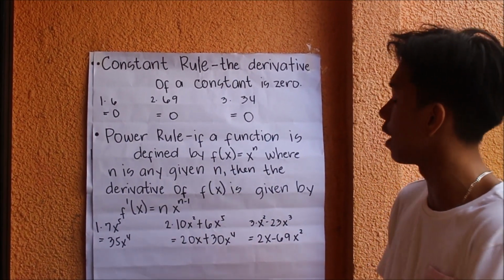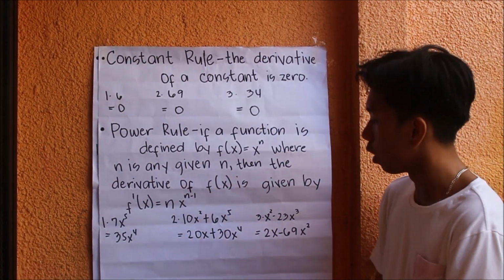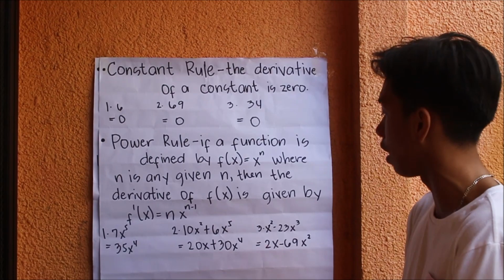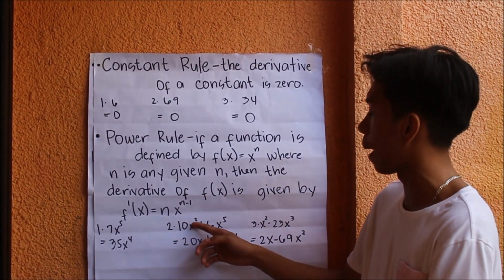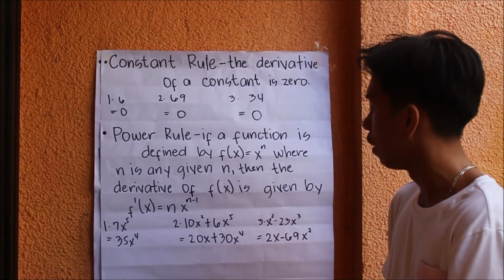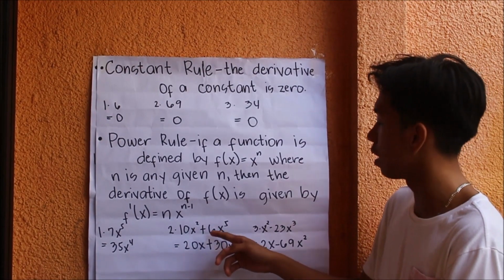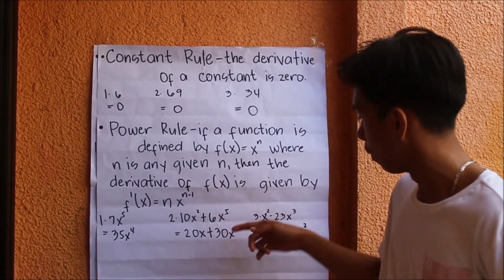Then the second example, 10x squared plus 6x raised to the power of 5. So the answer is 20x plus 30x raised to the power of 4. Multiply the constant and the exponent, then 20x, then minus 1 from the exponent, plus the same process, multiply the constant and exponent, then 30x raised to the power of 4.